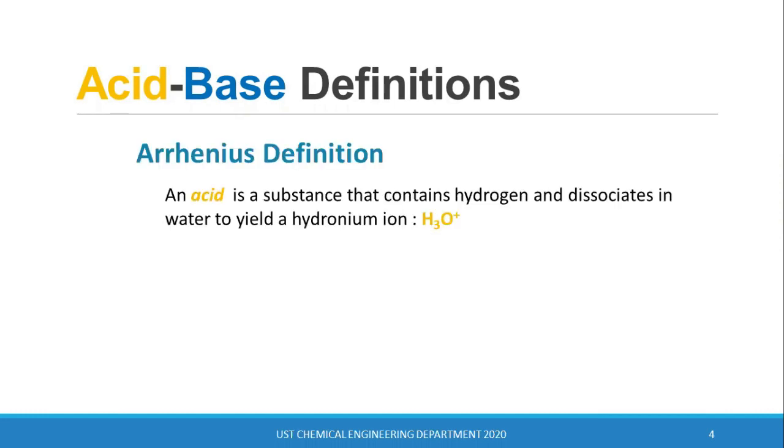An Arrhenius acid is a substance that contains hydrogen and yields a hydronium ion when placed in water. An example is hydrochloric acid, HCl. When reacted with water, it produces hydronium, H3O+, and chloride, Cl-, ions. Similarly, it can be presented as HCl yielding hydrogen, H+, ions and chloride ions.